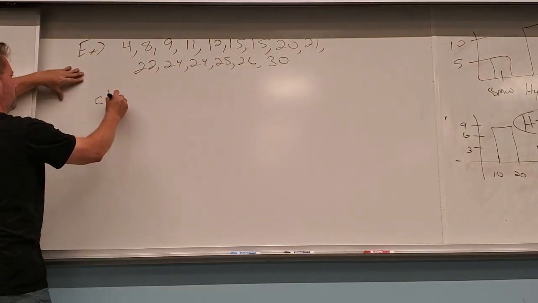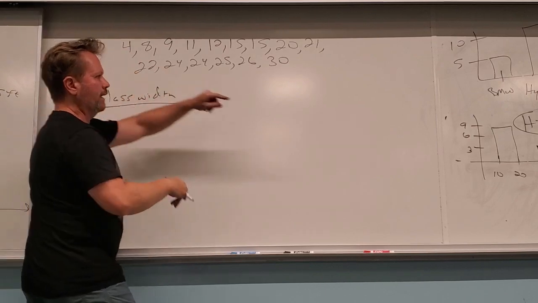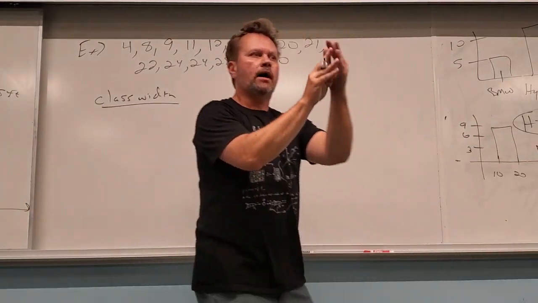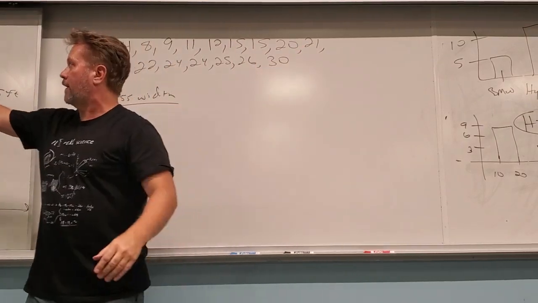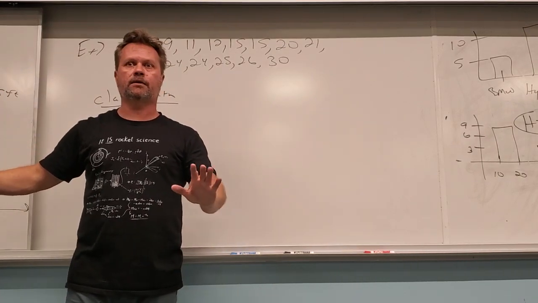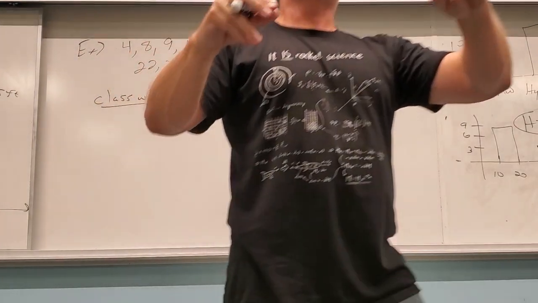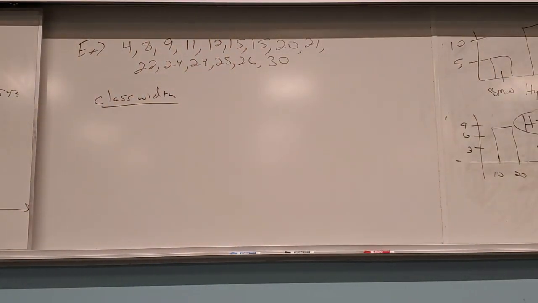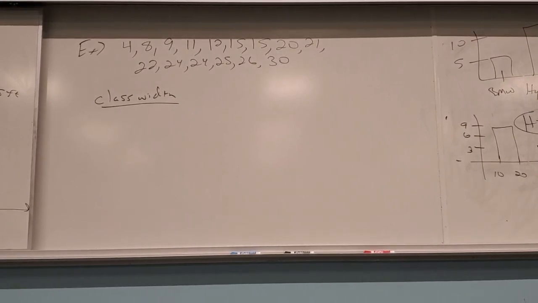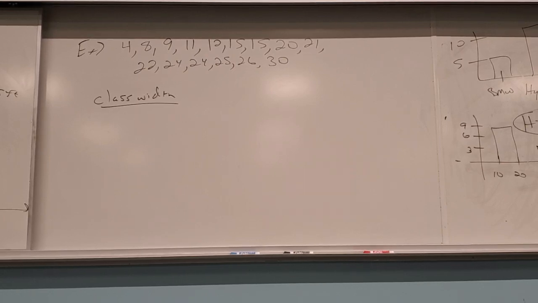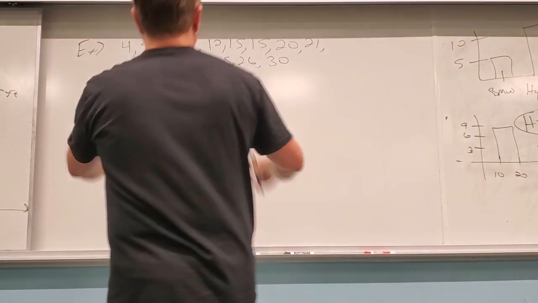To get the class width, to get how wide each rectangle has to be, I take the total distance I have to go, divided by the number of classes I want to use, just like dividing by the number of panels. Exactly the same idea. In general, we use anywhere from 5 to 10 classes, so 5 to 10 rectangles. The bigger your sample is, the more you use. I'm never going to give us 800 data points, so we're almost always going to use 5 or 6 classes because our samples are going to be kind of small.